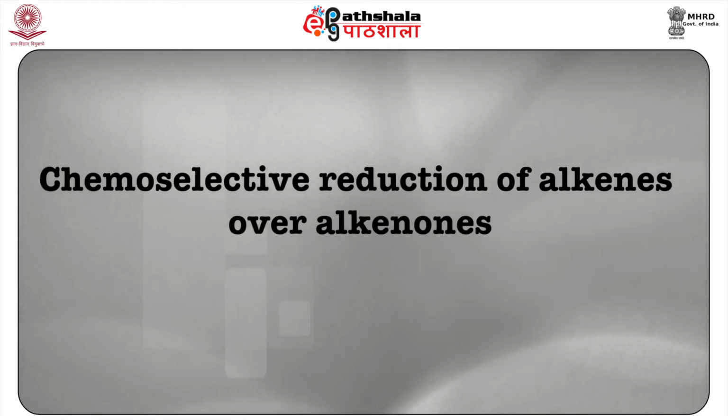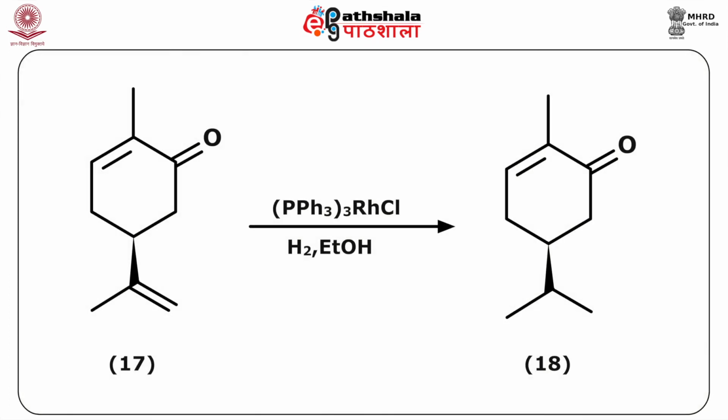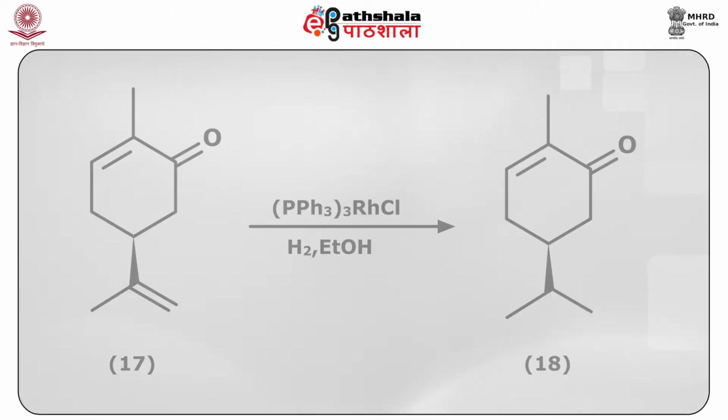Chemoselective reduction of the alkenes over alkenones. Reduction of (S)-2-methyl-5-prop-1-en-2-yl-cyclohex-2-enone reacts with the Wilkinson catalyst, triphenylphosphine rhodium chloride, and hydrogen to give (S)-5-isopropyl-2-methyl-cyclohex-2-enone by the selective reduction of the terminal alkene. So, we can say that this reduction methodology is selective for the terminal alkene over the substituted alkene.